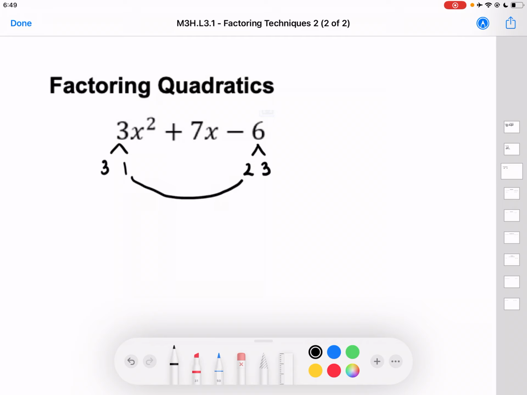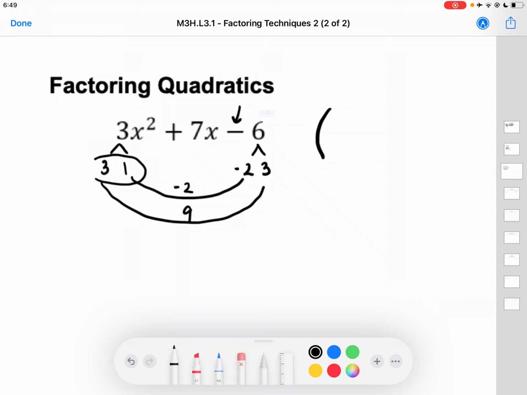And let's try it. So 3 times 3 is 9. 1 times 2 is 2. Once again, since this is a minus sign, we're going to be subtracting them. And you'll notice if I do 9 minus 2, I do get that positive 7. So, lucky us, we got the right combo the first time. I'm going to put the negative on that 2 so that we can get a negative 2 when we multiply. And then let's put it all in.